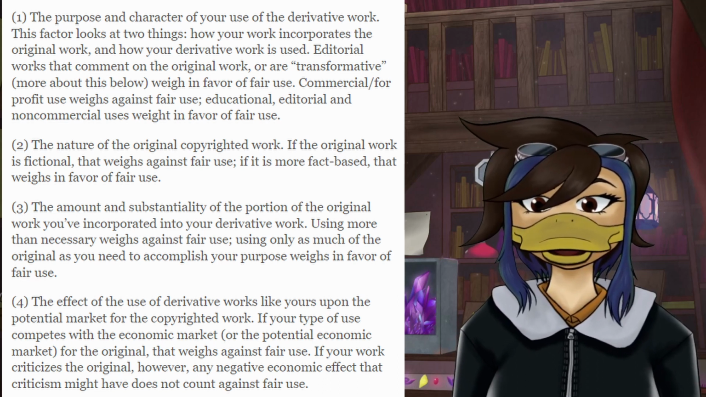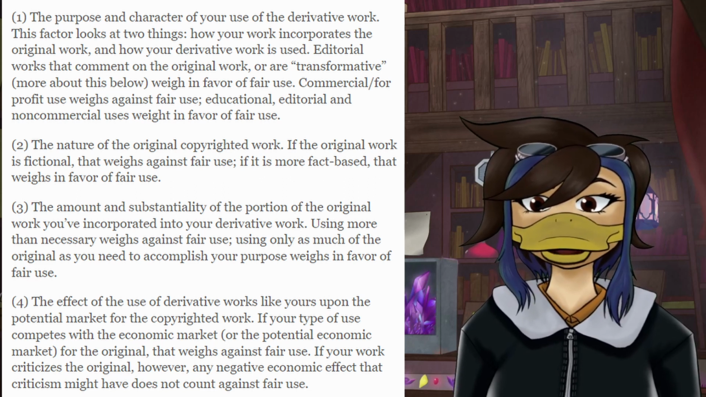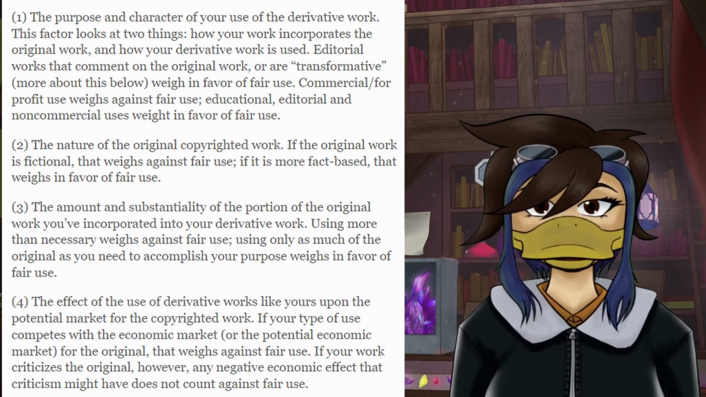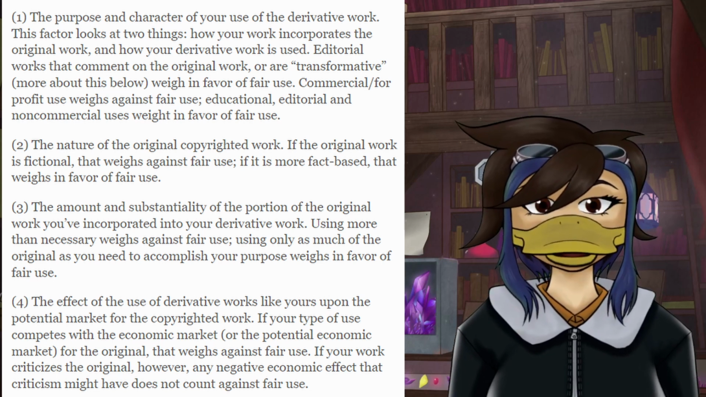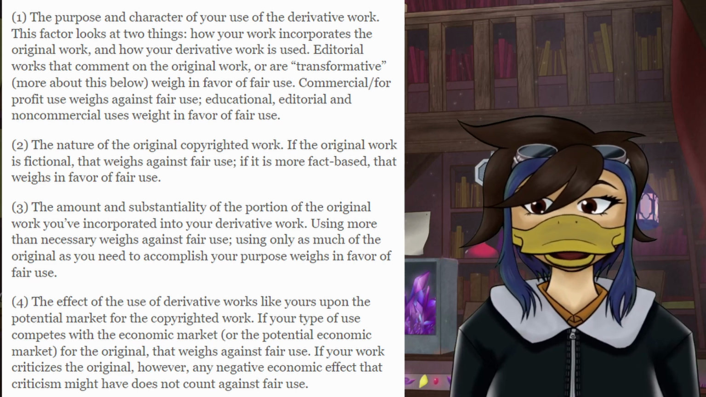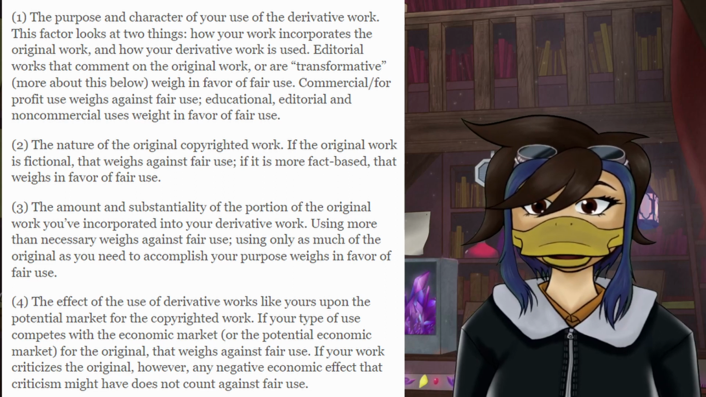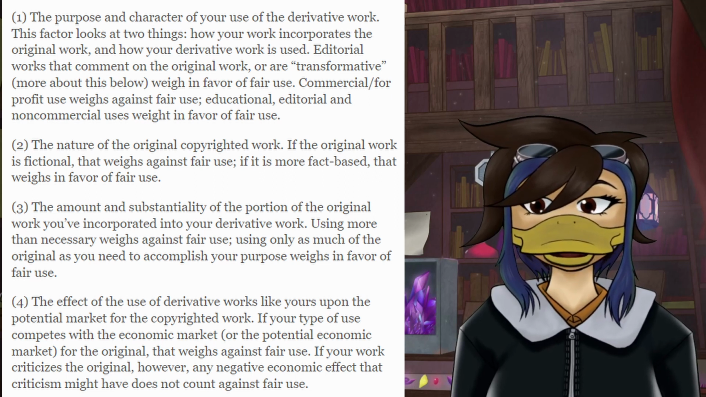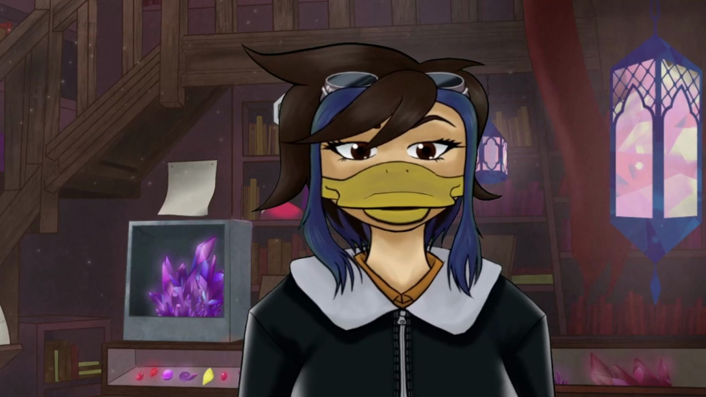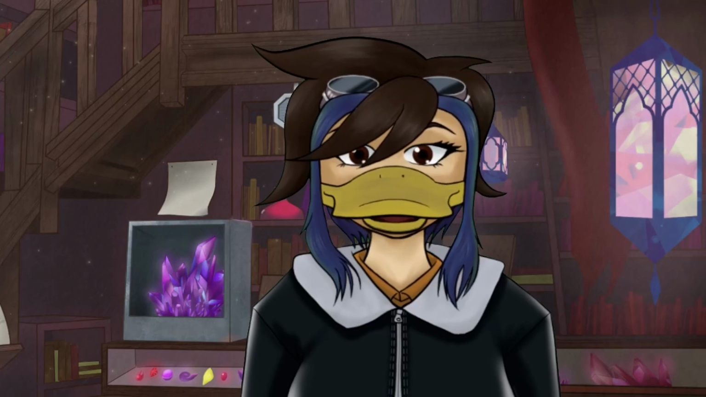And then 4, the effect of the use of derivative works like yours upon the potential market for the copyrighted work. If your type of use competes with the economic market or the potential economic market, think of fan art, for example, or fan comics, for the original, that weighs against fair use. If your work criticizes the original, however, any negative economic effect that criticism might have does not count against fair use. End quote. So what this really means is basically there are limitations to fair use.